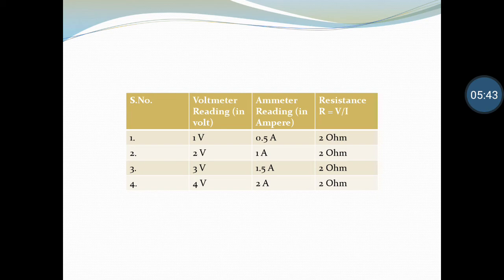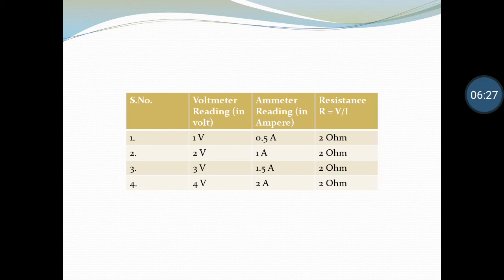Now first we fix the value of rheostat and noted down the readings of ammeter and voltmeter. For the fixed value of the rheostat, first we noted down the value of potential difference V from voltmeter reading. Then we will find that the corresponding value of the ammeter is 0.5 ampere. Then resistance R is equal to V by I. So 1 divided by 0.5 is equal to 2 ohm.